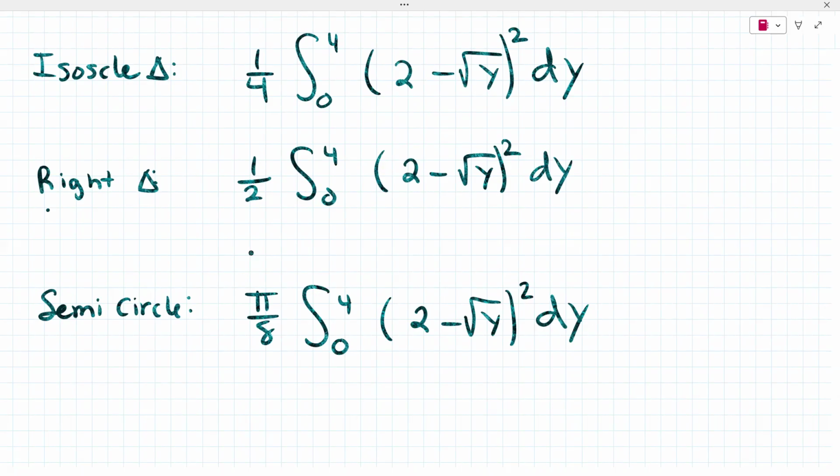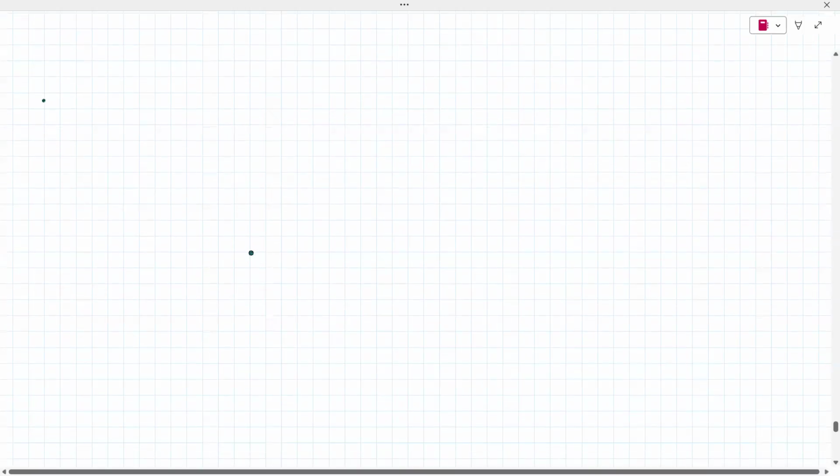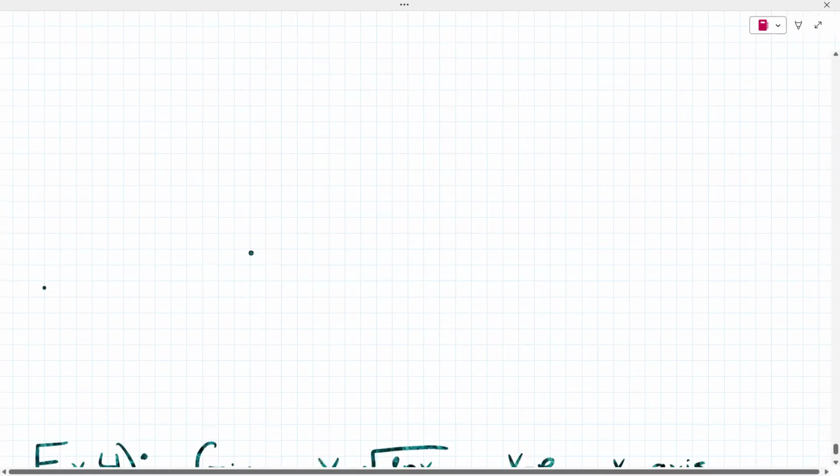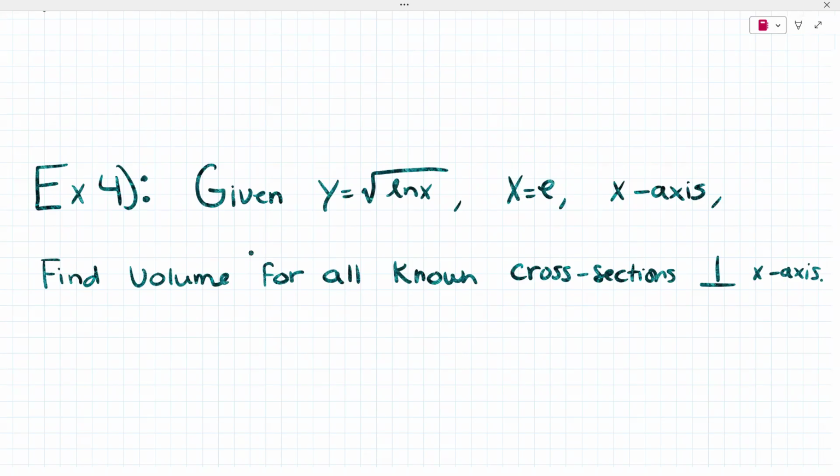Okay, so that was a little bit more challenging because we had to convert it in terms of y. Let's do one more example. This is our last one. Example 4. Given that y equals square root of ln of x and x equals e on the x-axis, find the volume for all known cross sections perpendicular to the x-axis.